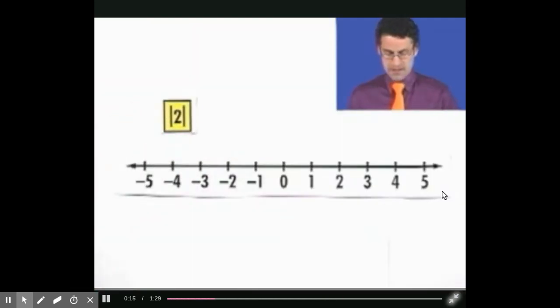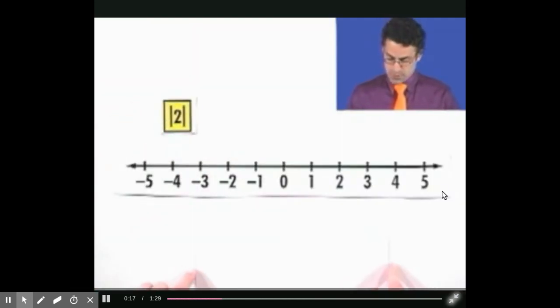It's actually really easy to find the absolute value of an integer because all that represents is the distance that that integer is from 0. So just a distance. Absolute value is a distance. Let's take a look at an example. Let's find the absolute value of 2.